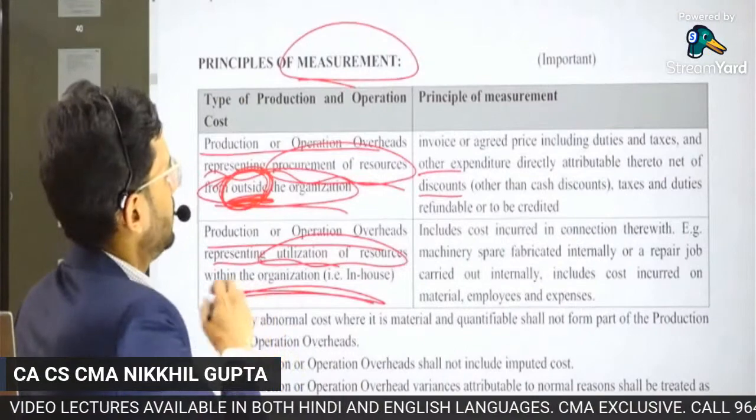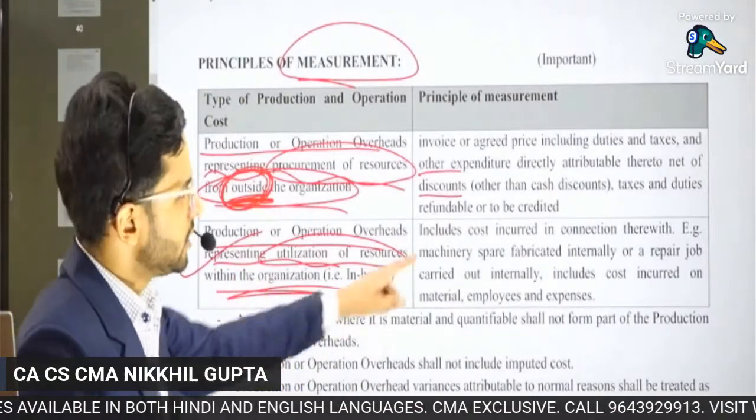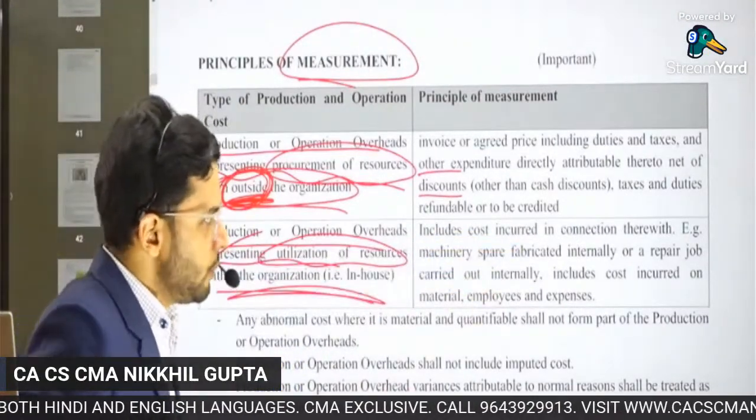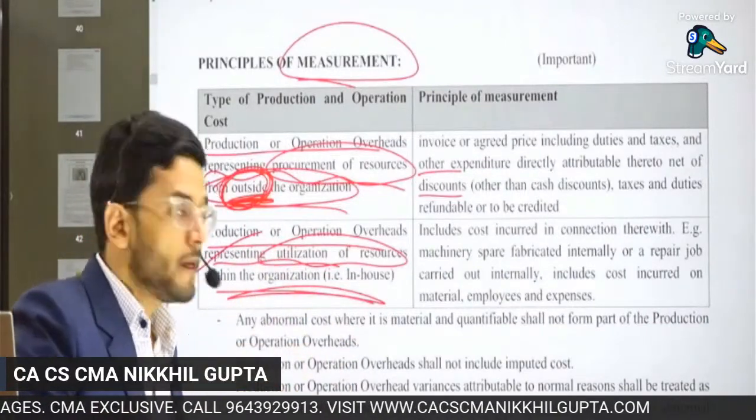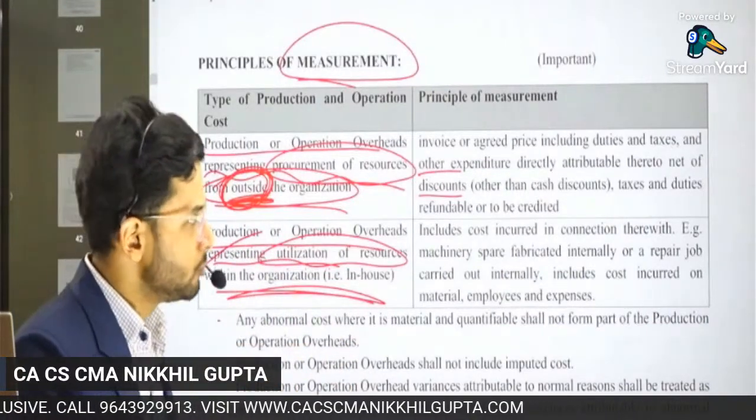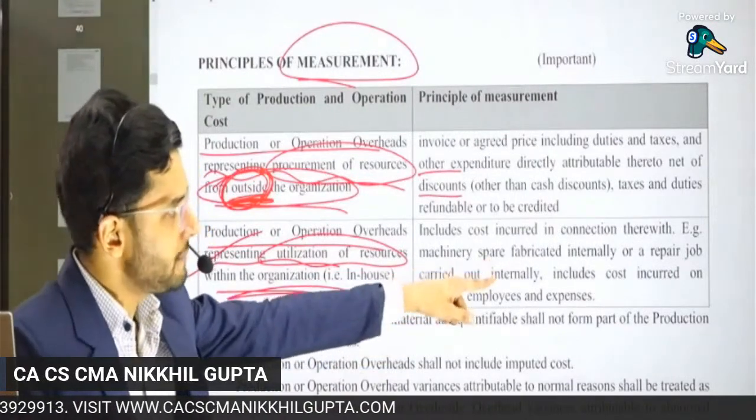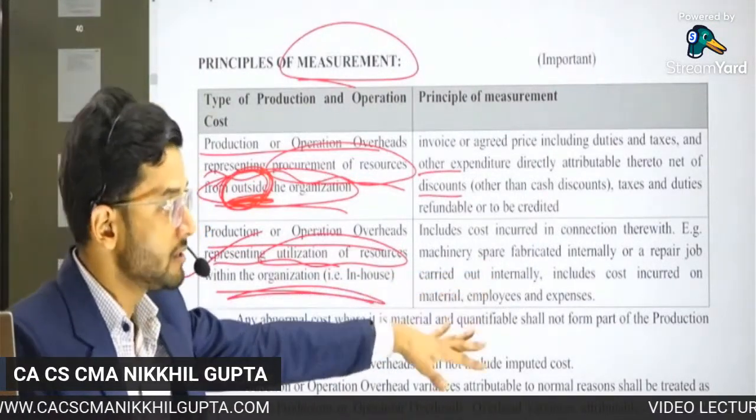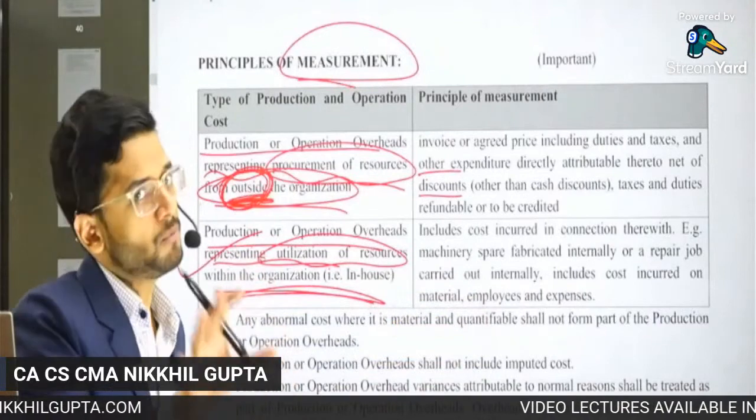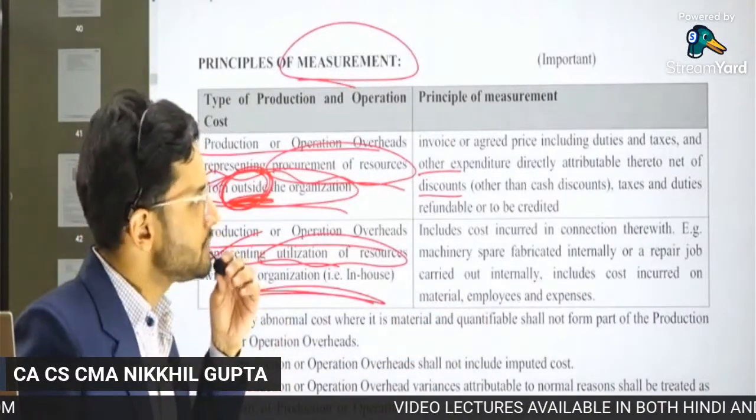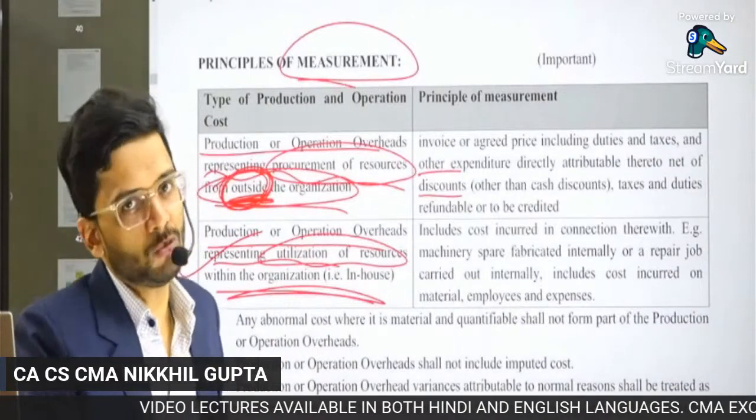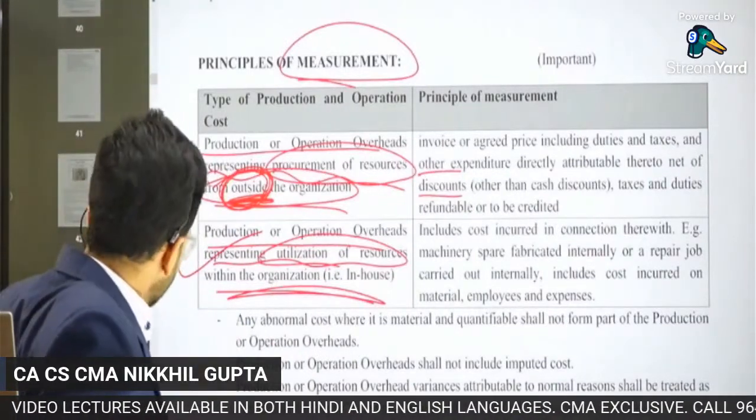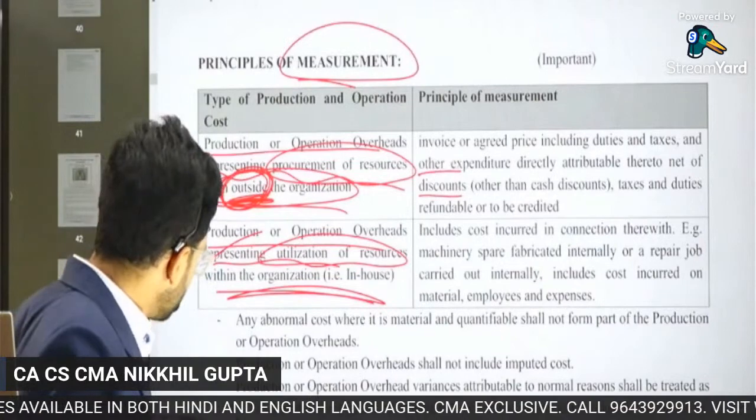Then what will happen to the cost? We will include cost incurred in connection therewith. Whatever cost is incurred for repairing and maintaining that particular cost center, that cost will be accumulated. For example, machinery spare fabricated internally or repair job carried out internally includes cost incurred on material, employees and expenses. So whatever cost has been incurred internally on these overheads will be accumulated. So these are the overheads representing utilization of resources within the organization.